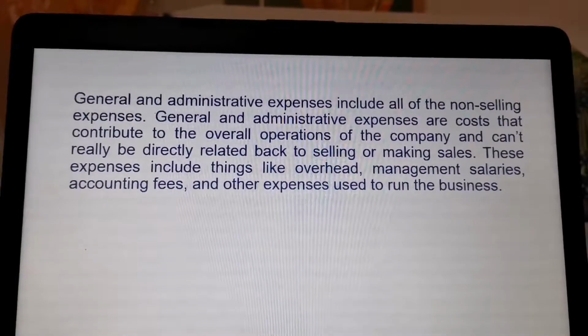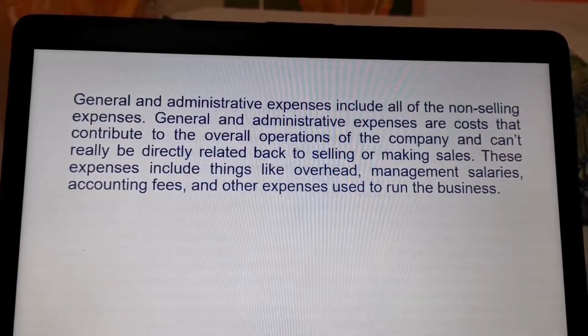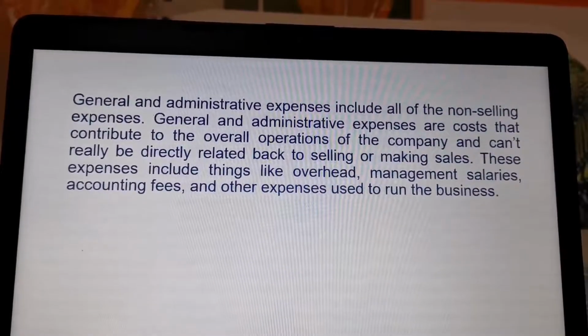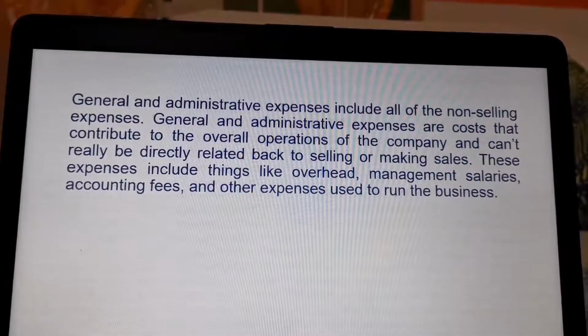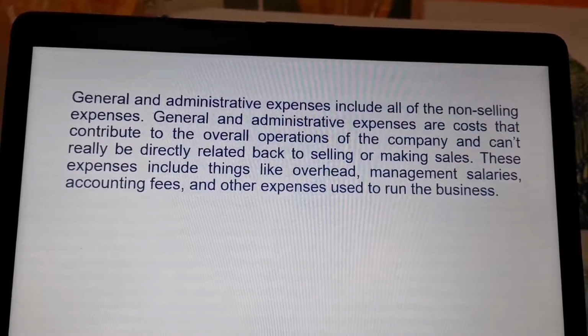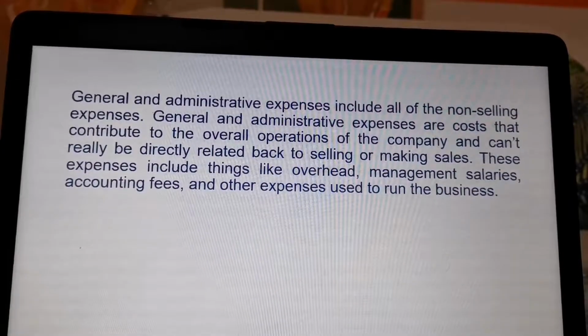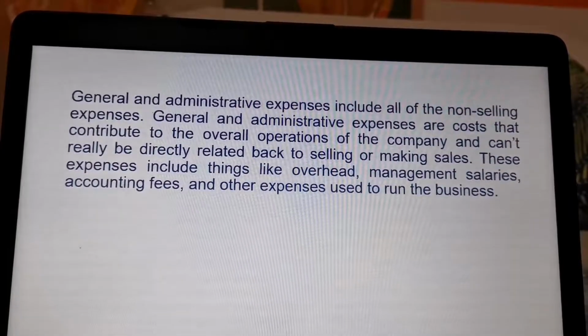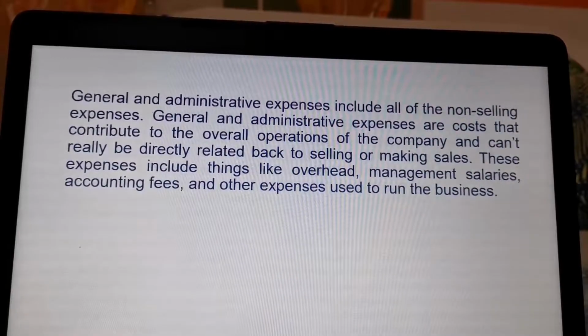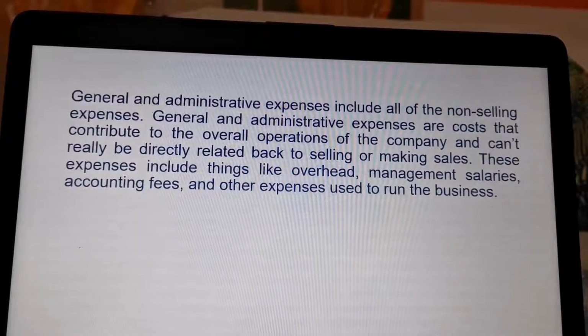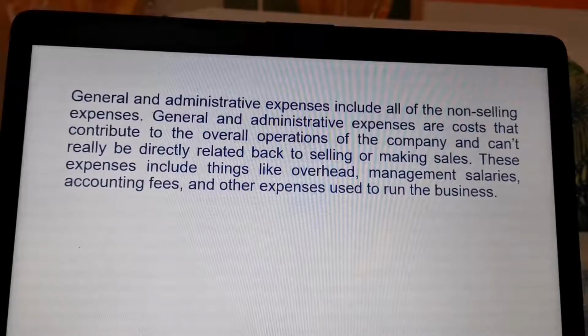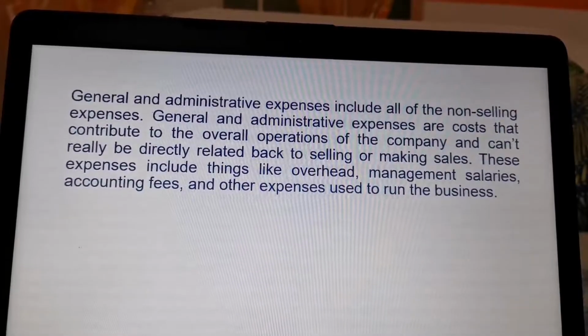And so let's start with the definition of general and administrative expenses para masagutan natin yung mga tanong sa inyong modules. Ayan. So when you say general and administrative expenses, this includes all of the non-selling expenses. So basically, kapag non-selling expenses na siya, it will be a general and administrative expenses.